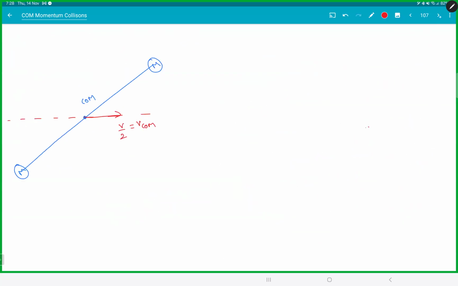These two balls are rotating with an angular velocity omega. So there, look at the motion there. So center is going in a straight line and these two particles are going in circles.